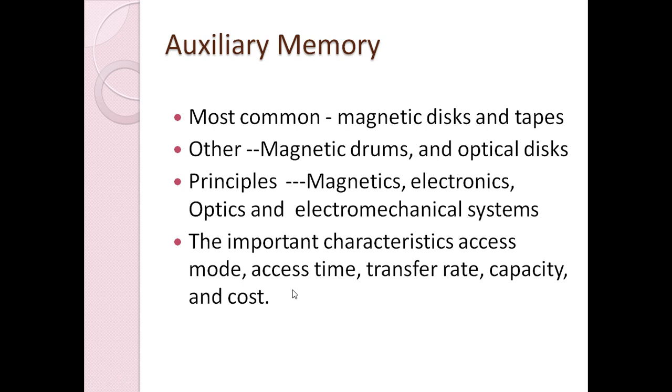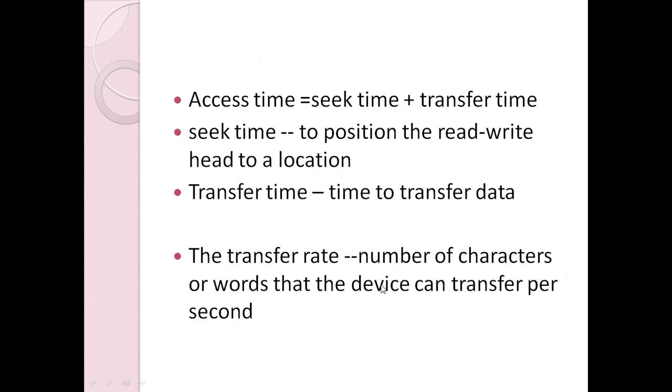So in cost, they are cheaper. In capacity, their capacity is huge. Transfer rate is comparatively slow. Access time is comparatively high.